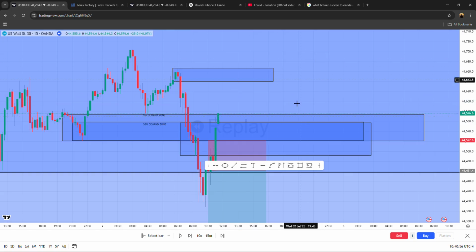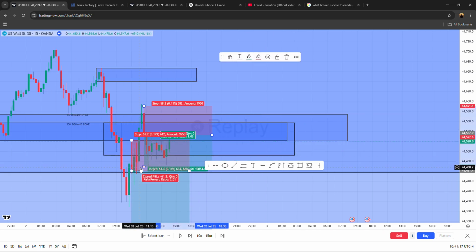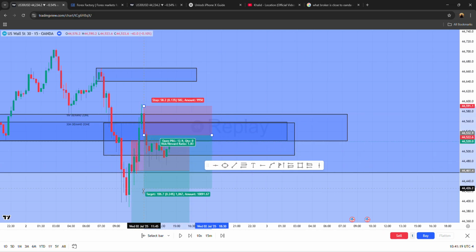Let me just see what happens. I'm going to fast forward it, see if price respects it. Wow, price respected it. Crazy. Of course, I didn't take a sell off this, but let me see what would have happened if I took a sell off this. Damn. I doubt it would work. It's a 1 to 2. I doubt it would work.